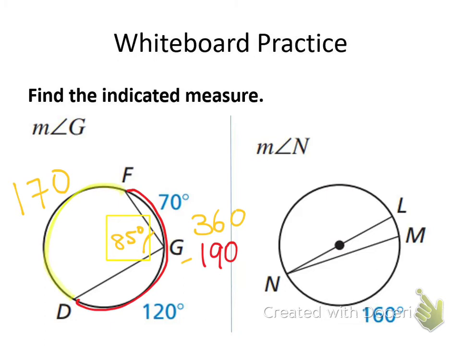The second one, you can use the whole circle. What's important in this picture? The diameter. So you know this is how many degrees? 180. How much of the 180 do you have? 160. So how much is left for that? 20. But is that the measure of angle N? No, what is it going to be? 10. It's going to be half that, so 10.